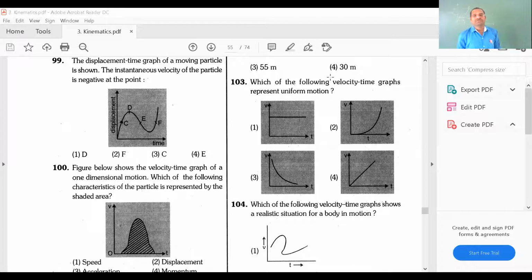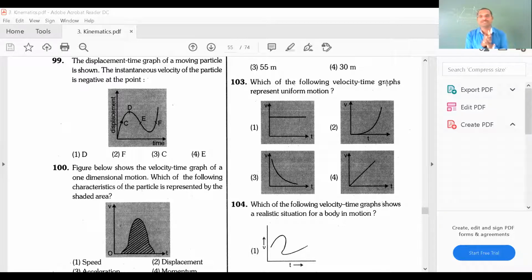Okay. So question number 103. Which of the following velocity time graphs represents uniform motion? Uniform motion it should represent. Okay. Varun is saying that now it is clear, sir. Okay, Anna. Option 4. Afzal is saying that. Abhay saying 1. Afzal is saying 4.